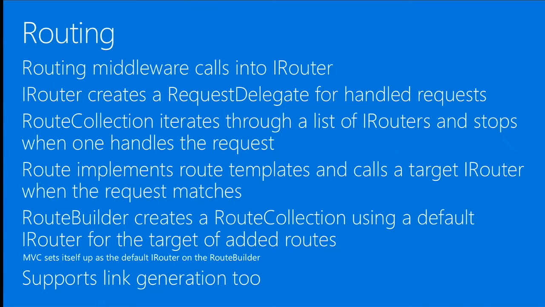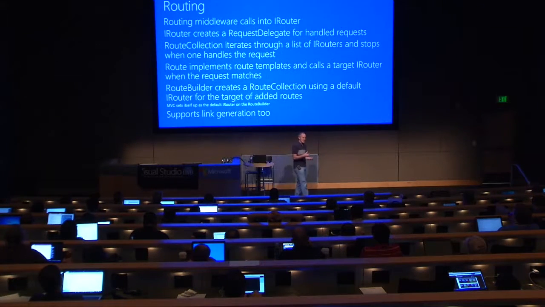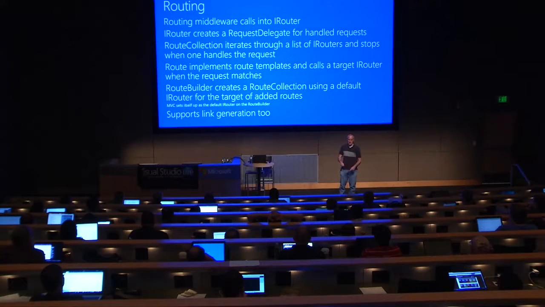MVC doesn't really have its own middleware. It just sits on top of routing, of a generic routing middleware. And you can too. Here's how routing works. There is a routing middleware, and it is surprisingly simple. It does almost nothing. All it does is take an IRouter. An IRouter just has a RouteAsync method on it or something like that. It takes a context object. It just calls into that router and says, route, and here's a context object.